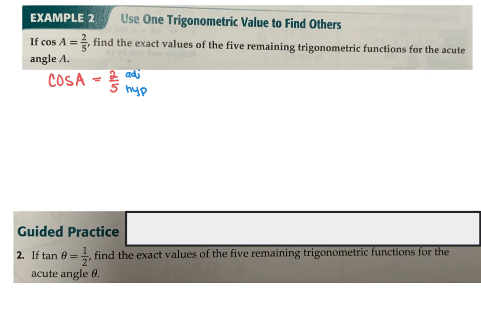So without any other information, I can just sketch a triangle. This is the angle I'm referencing and this is my right angle. I know my hypotenuse is 5 and my adjacent is 2. So if you need to sketch a triangle, you can. If they want all 6 trig functions, I must solve for my opposite side, which I'm going to do using the Pythagorean theorem.